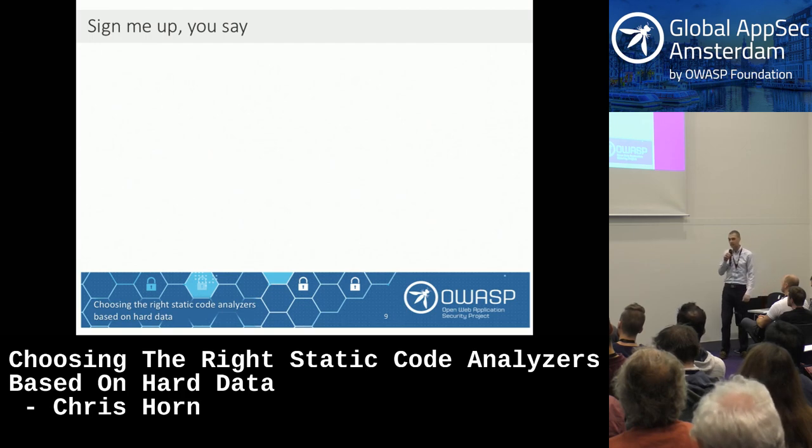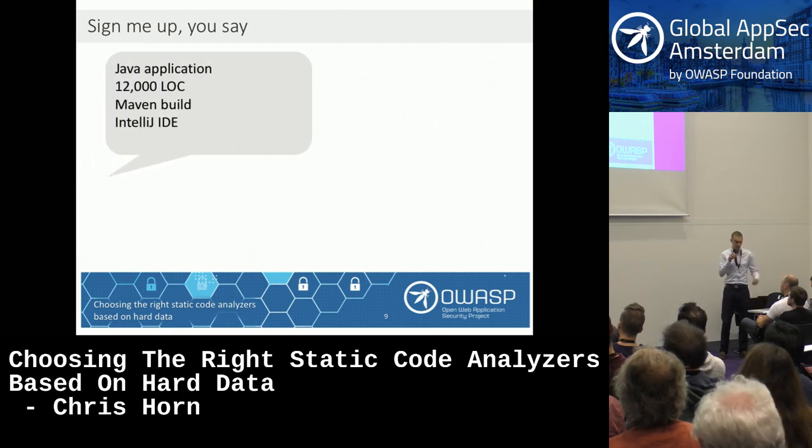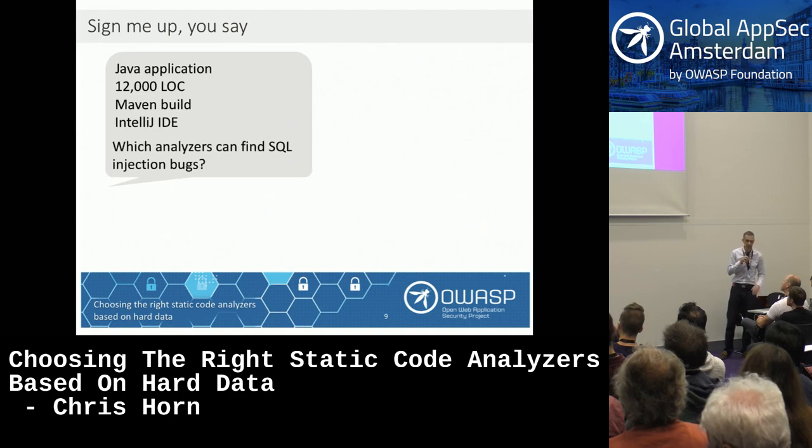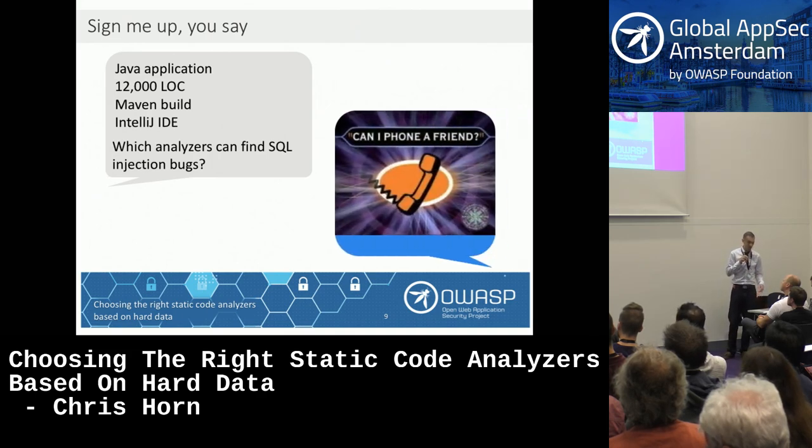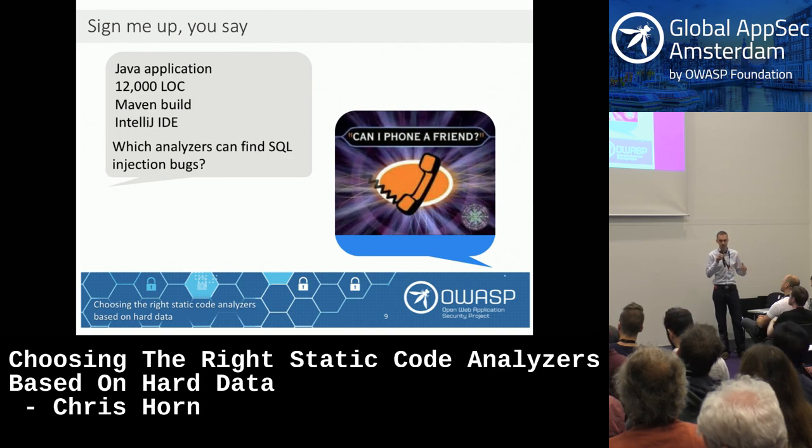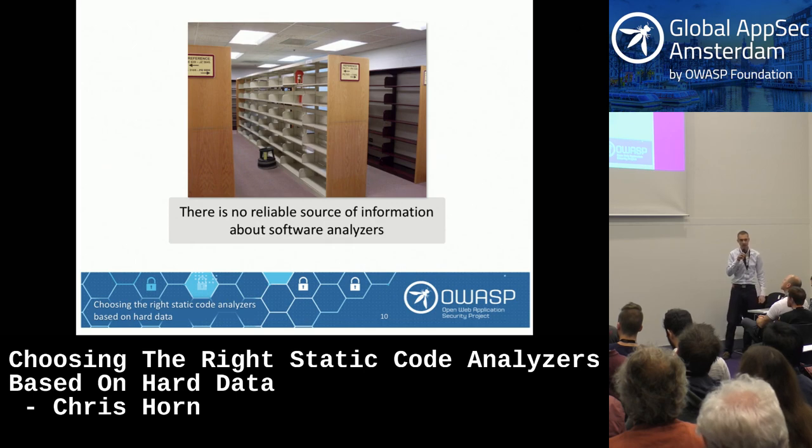So you're like, okay, sign me up. I've got a Java application, 12,000 lines of code. I've got this build environment, these IDEs. Maybe you even know what kinds of things you'd like to look for. I want to find injection, right? And you're like, well, which static analyzer should I use? Somebody would have to phone a friend, because there's not a lot of information out there. There are some lists that you can find, like Awesome Static Analysis on GitHub and a couple of others, and they'll list them, but that's it. It's a pointer to a website, and now you're stuck collecting all this information about these analyzers and trying to figure out which ones are going to meet your needs. There's just really not a good source of reliable information out there about these tools.